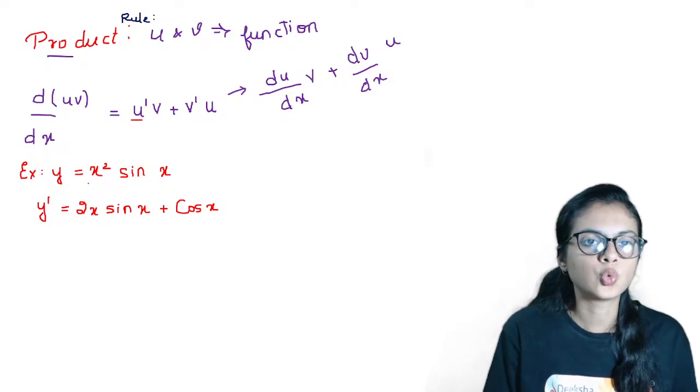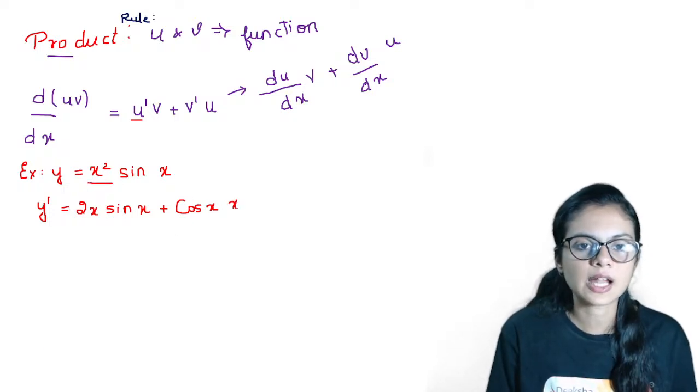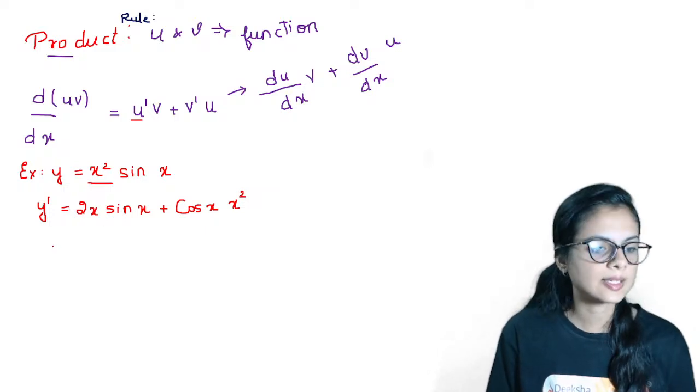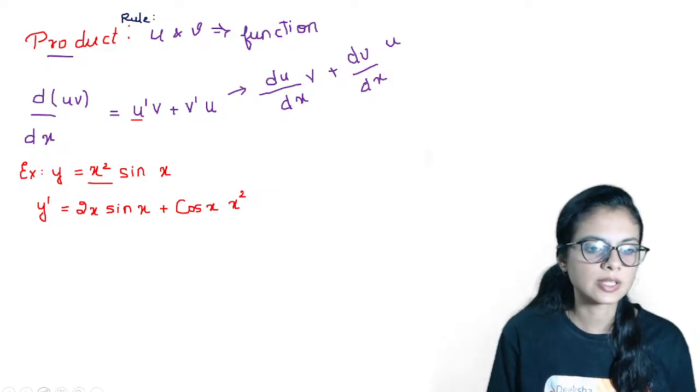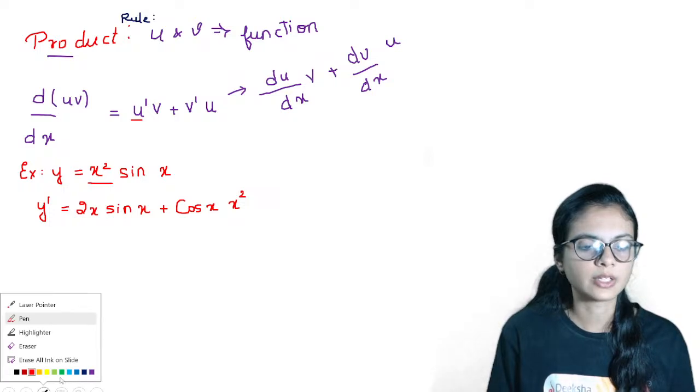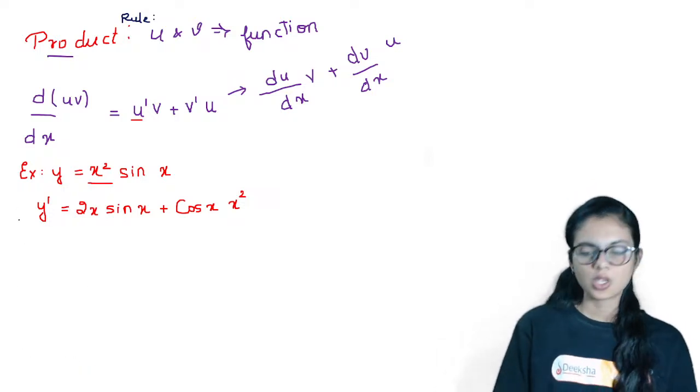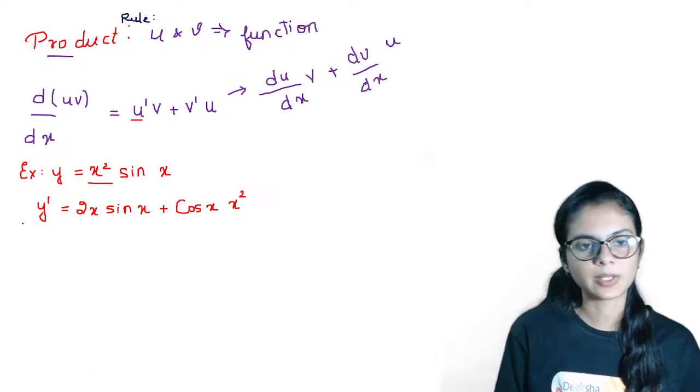The given you have to keep it as it is. That is x square. So this is the answer. Okay? Just this much. And let's solve other questions also. So this was one example.